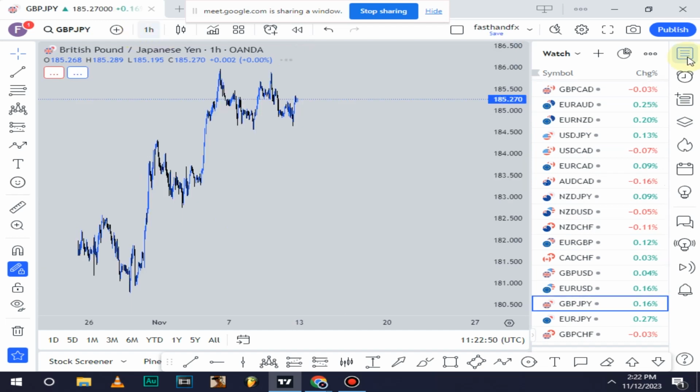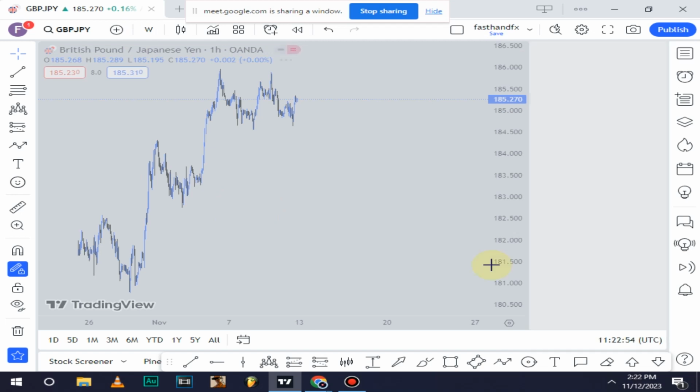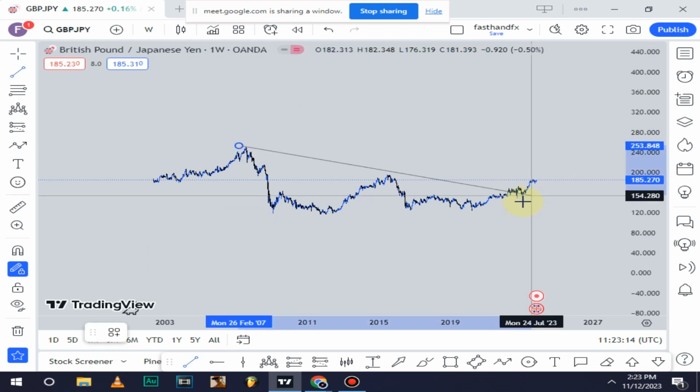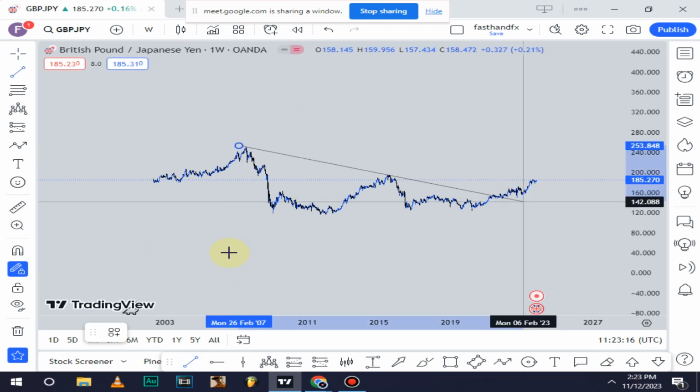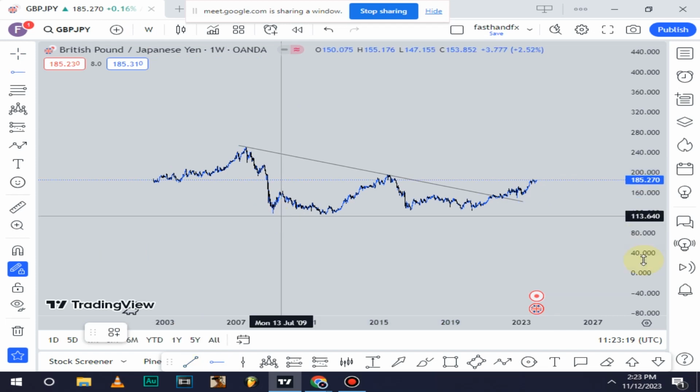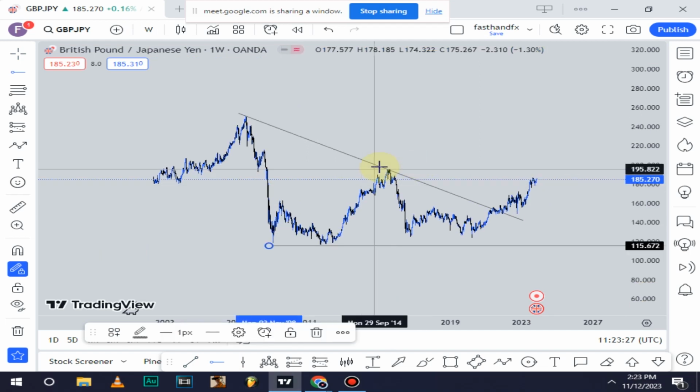So let's start from the weekly. I'll remove this. So if I try doing this, yes, the market broke out of that, and of course it's going up, and this is a low right there. So this is another low right there. So this is a high. You need to mark this as a high.